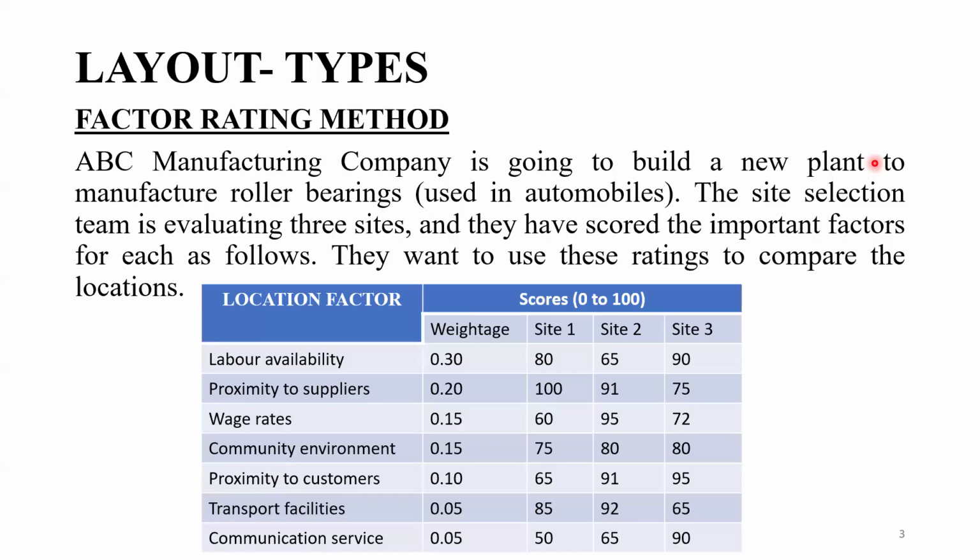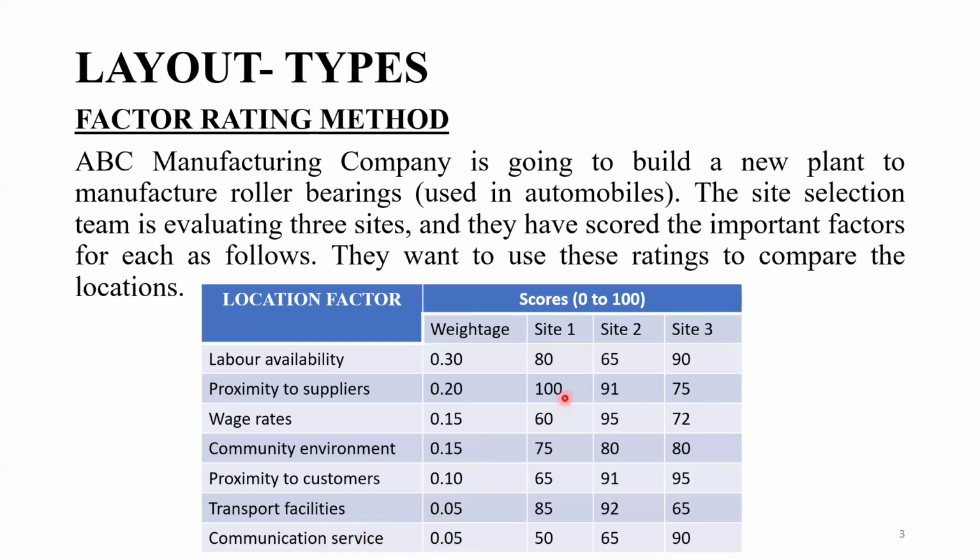For the first type, you are going with the factor rating method. This is how your question looks. ABC Manufacturing Company is going to build a new plant to manufacture roller bearings. The site selection team is evaluating three sites, and they have scored the important factors for each of them. That is your weightage, the basis on which you assign weights. Most of the weightage goes to labor availability, and 15%, the least percentage, goes to transportation facilities and communication services.